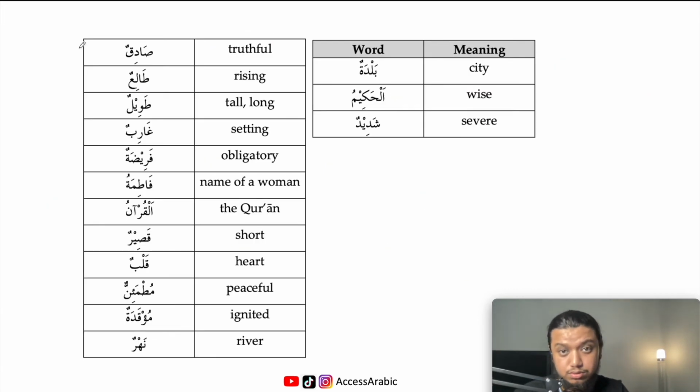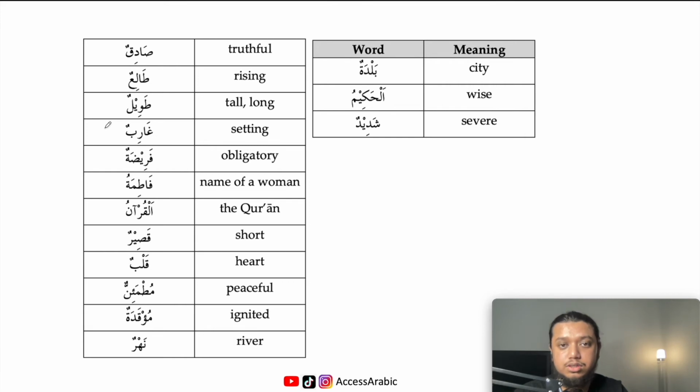And this brings us to some new vocabulary for today. I will read them and their meaning, and as usual I still recommend that you write these words in a notepad or however you learn best. So number one is balda. Balda is a city. Number two is al-hakim. Al-hakim means the wise. Allah al-hakim, Allah the wise. Shadid means severe. Sadiq means truthful. For example, the Prophet Muhammad sallallahu alaihi wasallam was as-sadiq wal-amin, the truthful and trustworthy.